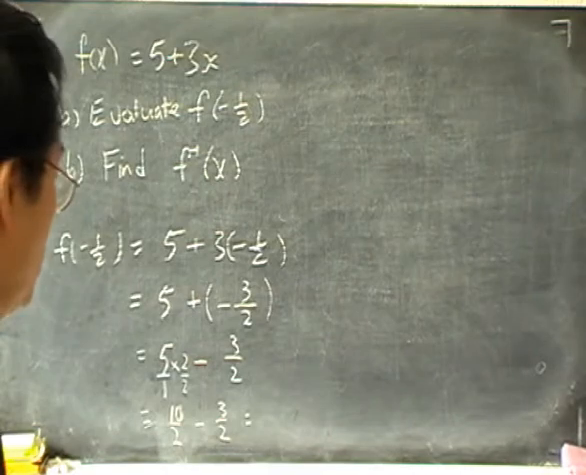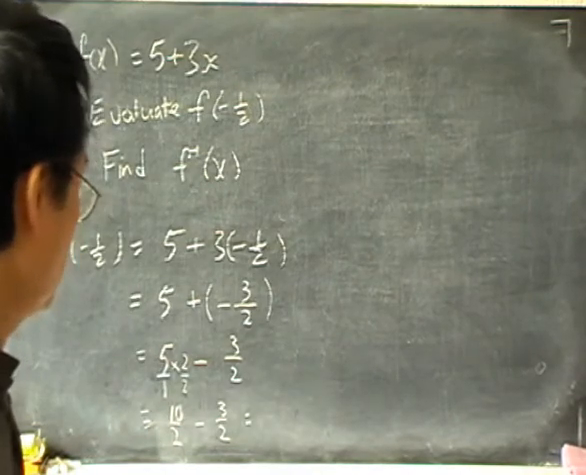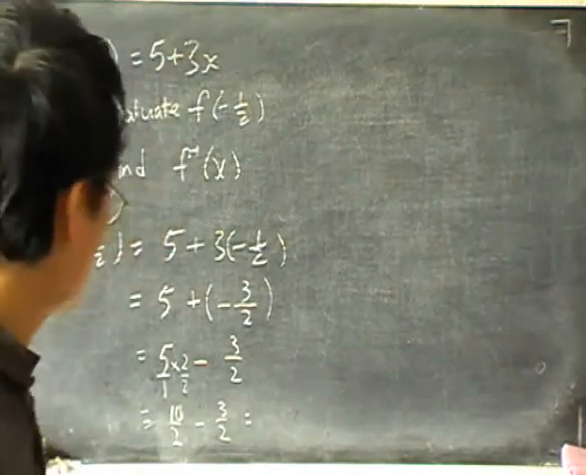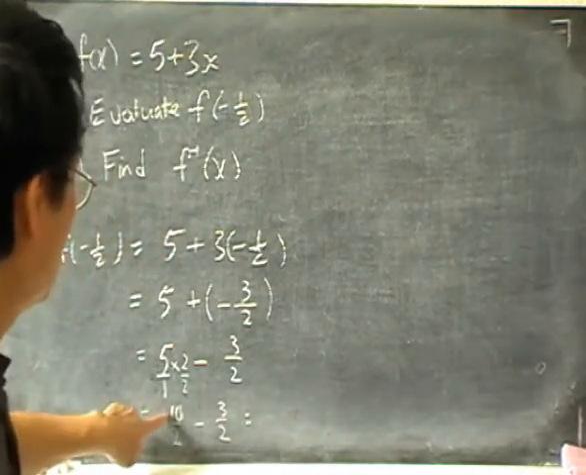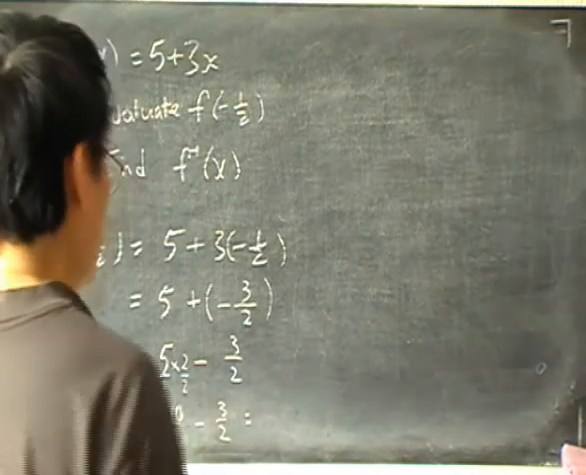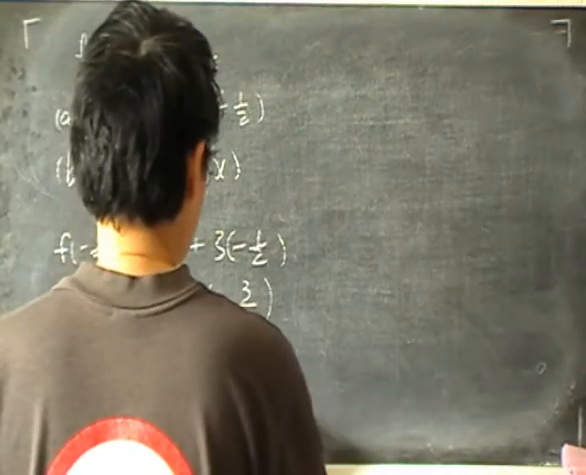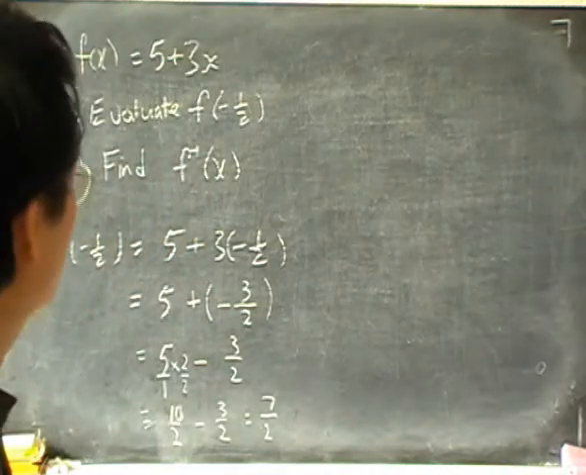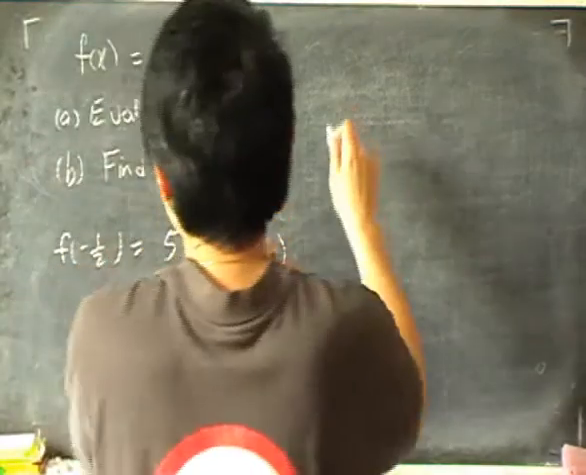Right. Now once we have that, we can subtract the two numerators. That is 10 minus 3, which is 7. So the final answer is 7 over 2. Right, let's move on to part B.